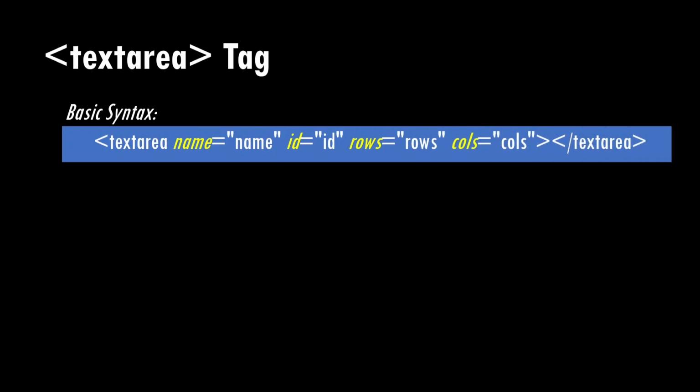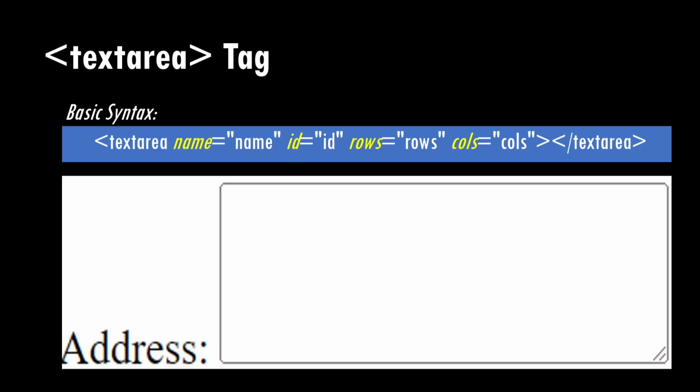Text area tag. The text area tag in HTML is used to create a multi-line text input field where users can enter large amounts of text. Unlike the input type text tag, which is for single line input, text area allows users to write multiple lines of text, making it ideal for comments, descriptions, or messages. Basic syntax is like this. It may look like this in the browser.